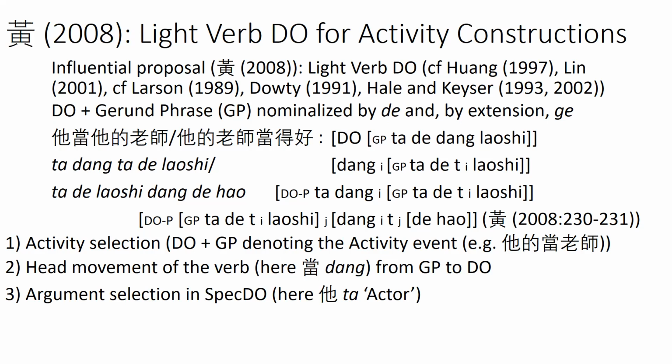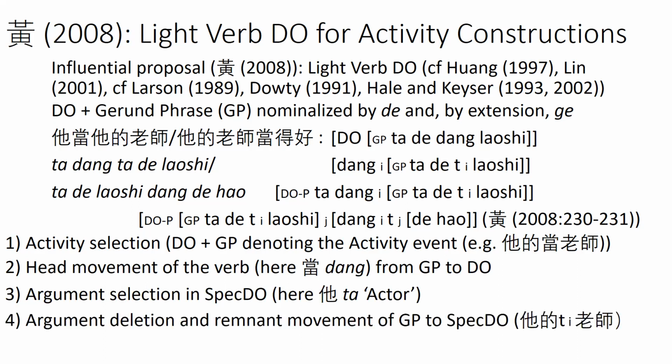Once the verb is in do, it can select an argument and a specifier, which here is the actor. So for example, 他, that's how we get 他当他的老师. We get the activity nominal in the object position, and the actor in the subject position, base-generated as the specifier of do. And then Huang argues it's possible to delete the actor and move the remnant activity nominal to the specifier of do. That's how we get the subject position of the activity nominal. So for example, 他的老师当得好, with argument deletion and remnant movement of the GP to the specifier of do.